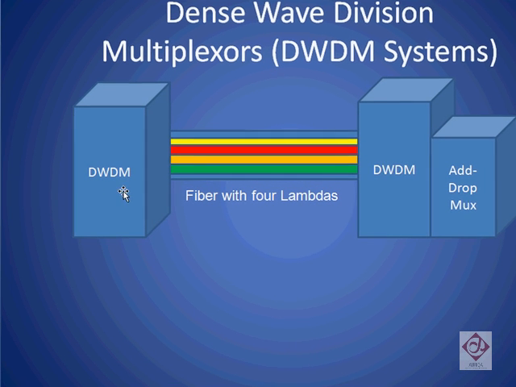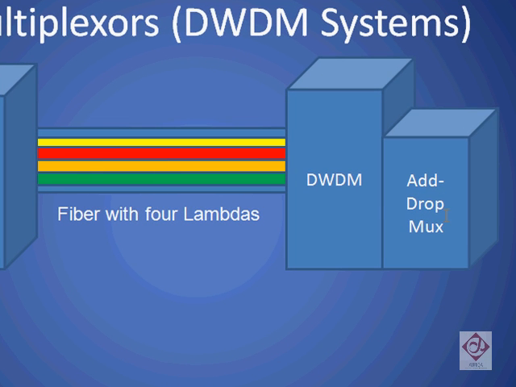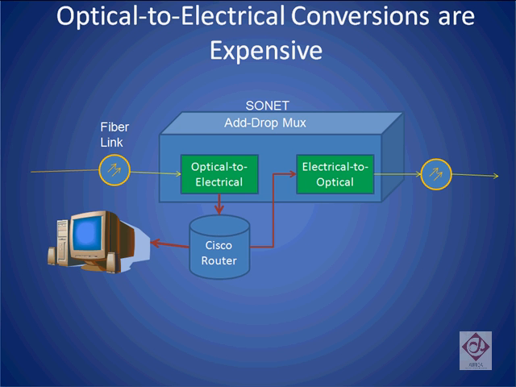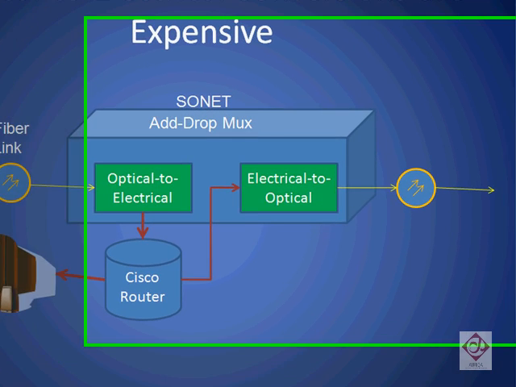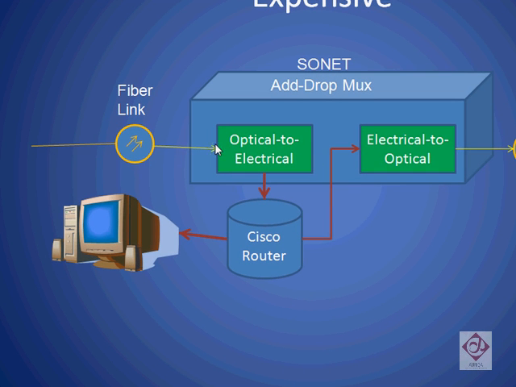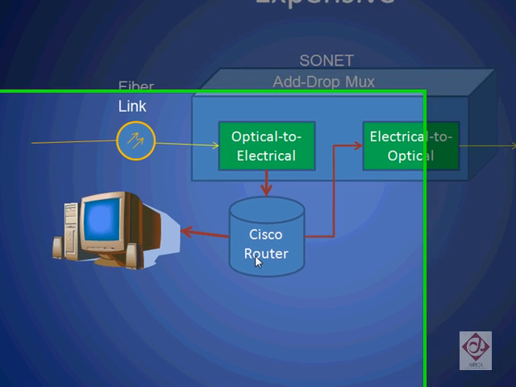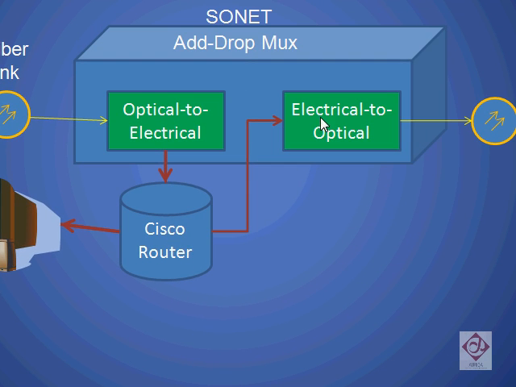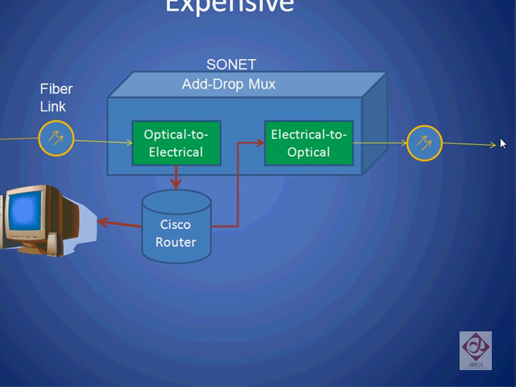Historically, dense wave division multiplexing systems are used in conjunction with add-drop multiplexers to add multiple frequencies of light onto a single fiber and to extract information at the electrical level from these fibers. We see a fiber optic transmission line that has 4 such lambdas embedded within it. Today, when information needs to be extracted from a fiber, it typically passes through a SONET add-drop multiplexer. Inside this multiplexer, the optical signal is first converted to electrical. Those electrical signals are typically fed through some additional equipment such as a Cisco router, which extracts the information that's meant for local use. Afterwards, all the other information is put back through an electrical to optical interface and is sent back on the outgoing fiber.